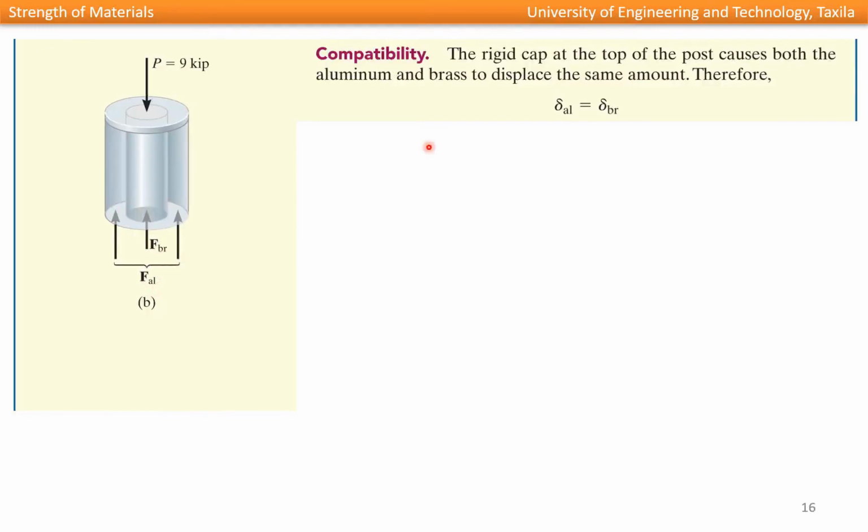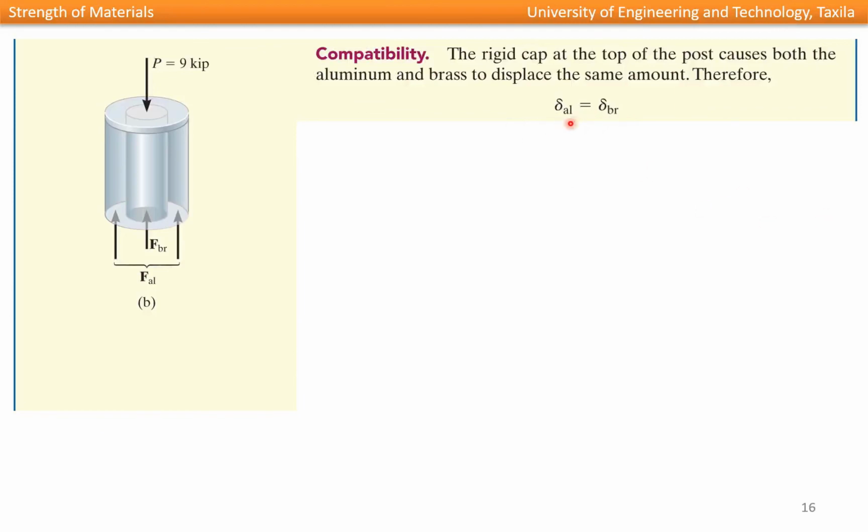So here the compatibility equation states that the rigid cap at the top of the post causes both the aluminum and brass to displace the same amount. So here we will use the compatibility condition that this applied force causes both the aluminum and the inside brass tube to displace by the same amount. It can be written like this: delta AL is equal to delta BR, or the displacement in aluminum is equal to the displacement in brass.